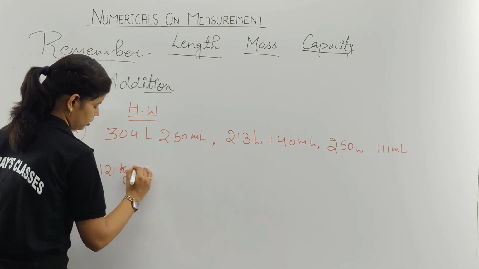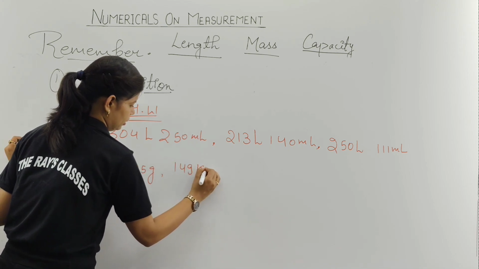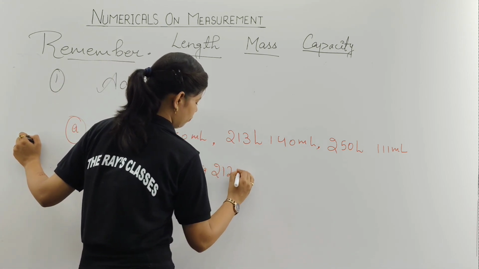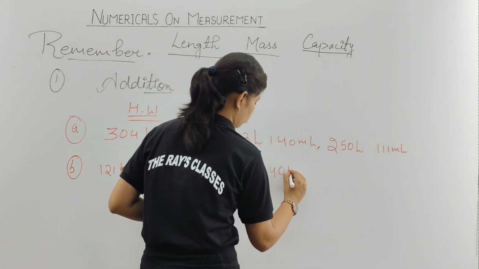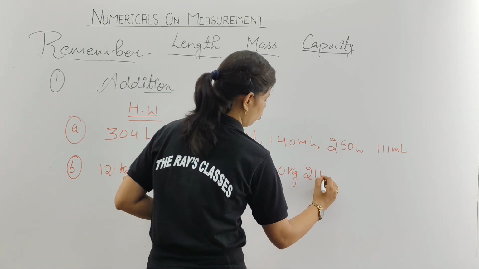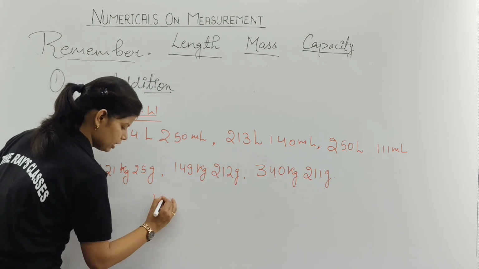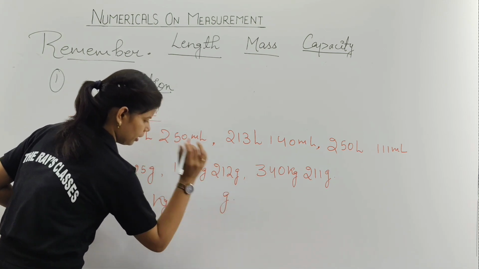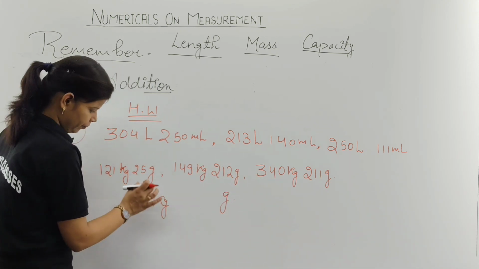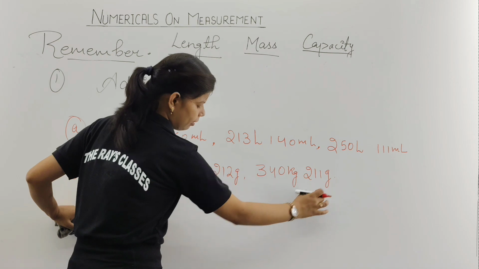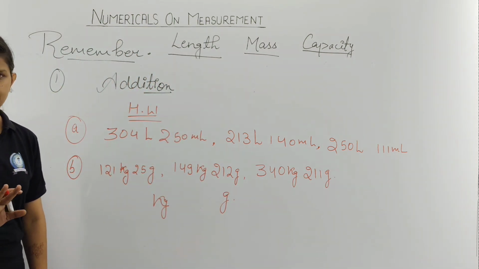112 kg, 25 gram, 149 kg, 212 gram, and last is your 340 kg, 211 gram. Clear? What I can do, simply you have to segregate like this, kg and gram, and then you have to write 112, 149, 340 in the kg column, 25, 212, 211 in the gram column, and then you have to add. Do you get my point? Clear?